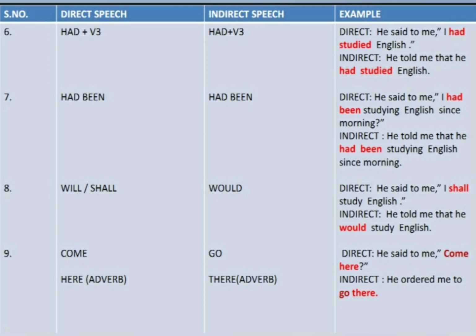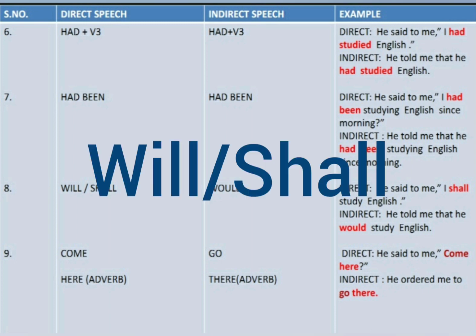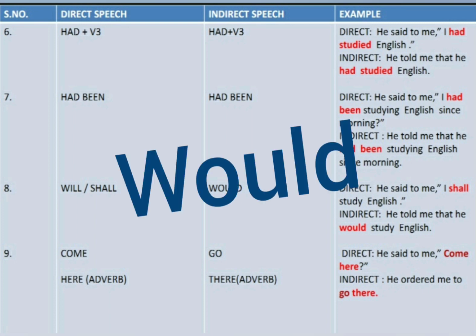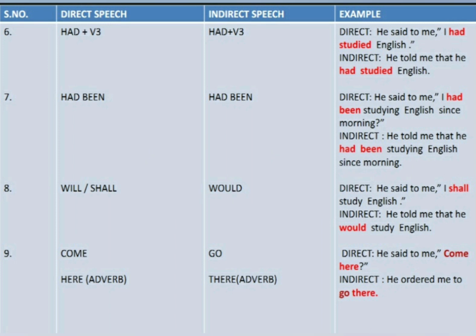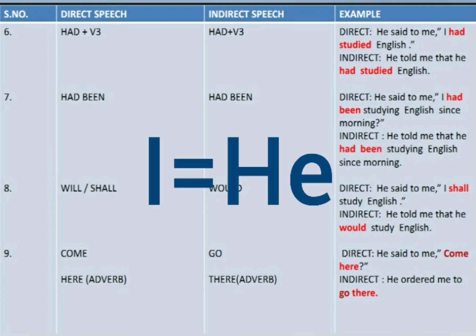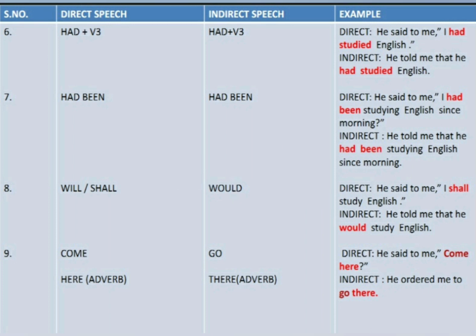If in direct speech we have will or shall, when we convert into indirect speech, it becomes would. See the example. He said to me, "I shall study English." When we convert into indirect speech, it becomes, he told me that he would study English. Here, shall is converted into would. And every time I is converted into he because I is used for the speaker he. Now, ninth point.